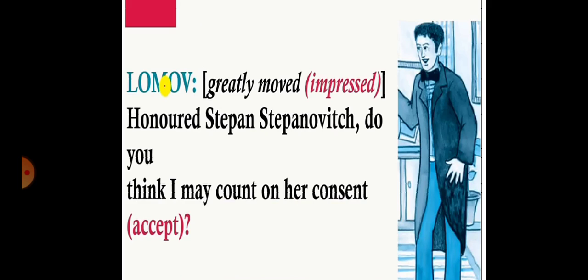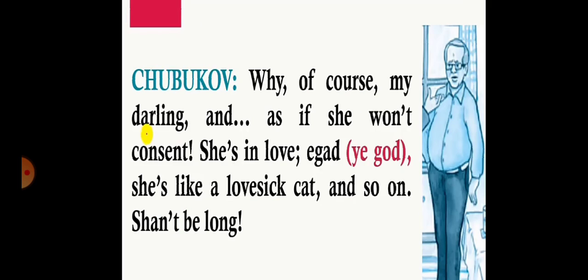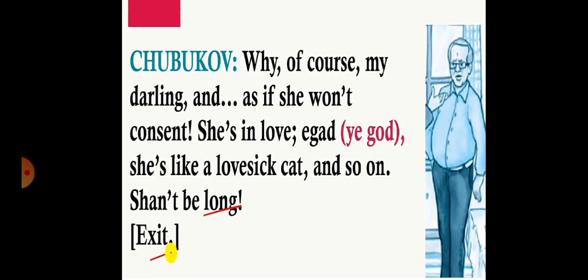Lomov: Honored Stepan Stepanovich, do you think I may count on her consent? So he is saying, don't you think that she will accept the proposal or she will reject it? Chubukov: Why, of course, my darling, and as if she won't consent, she is in love. She is like a lovesick cat, and so on. So Chubukov was saying to Lomov that if you doubt it, then also I will help you so that Natalia would accept this proposal. Why, of course, my darling.